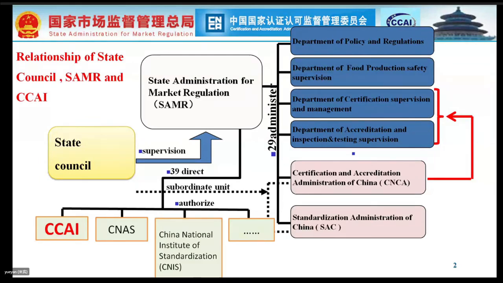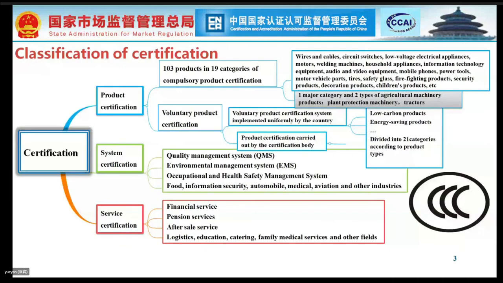After institution reform, the functions of CNCA were divided into two departments. Because of international cooperation, CNCA keeps its name. So is the Standardization Administration of China. In China, the classification of certification are product certification, system certification, and service certification.